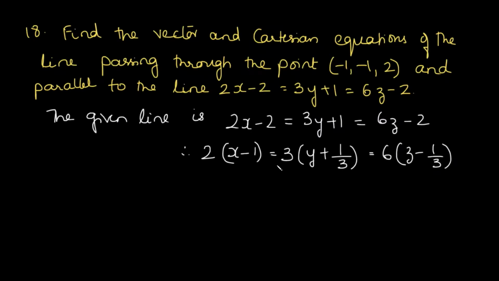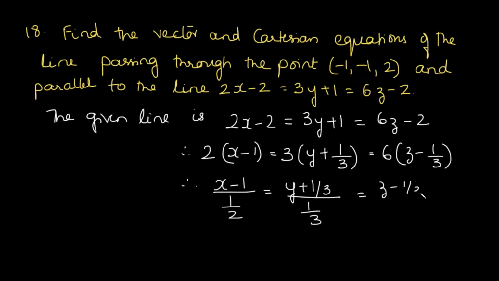Now take each of these coefficients or common factors which are there below in the denominators. So we get over here x minus 1 upon 1 upon 2. 2 goes to the denominator, it becomes 1 upon 2. Same thing here, y plus 1 upon 3 upon 1 upon 3 is equal to z minus 1 upon 3 upon again 1 upon 6. So the equation of the line becomes somewhat this way. Now this is the Cartesian equation of the given line.